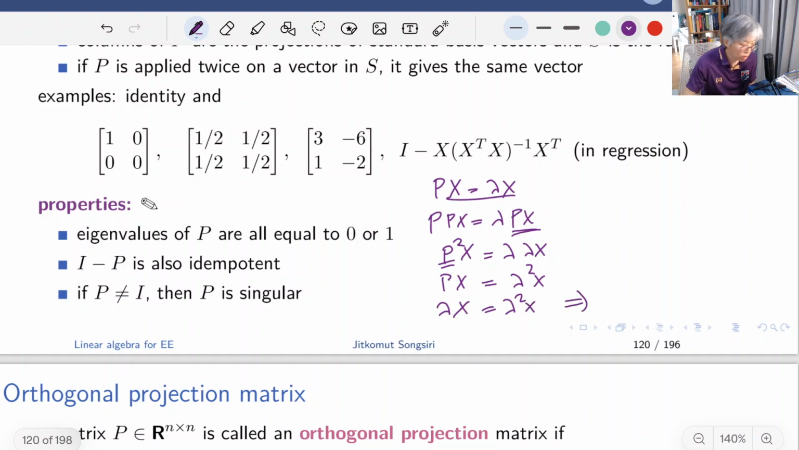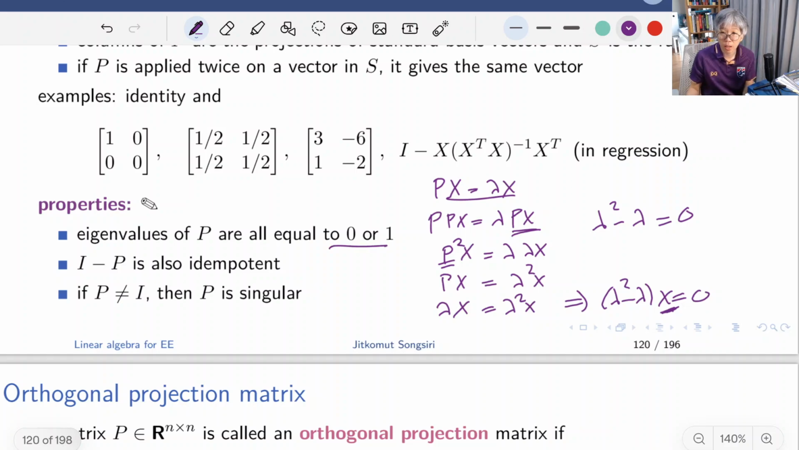So I get to the characteristic equation that lambda squared minus lambda times x equals 0. x is never 0 because it's an eigenvector. So that's why lambda squared minus lambda is always 0. So that's the proof of the property of the eigenvalue. This property is not hard to show.